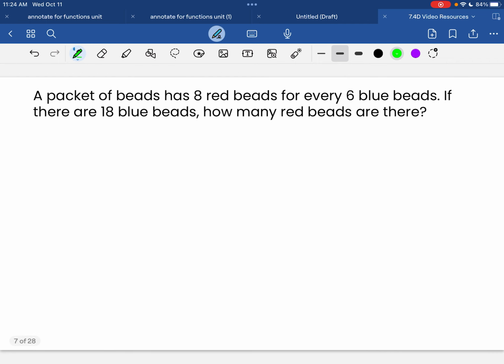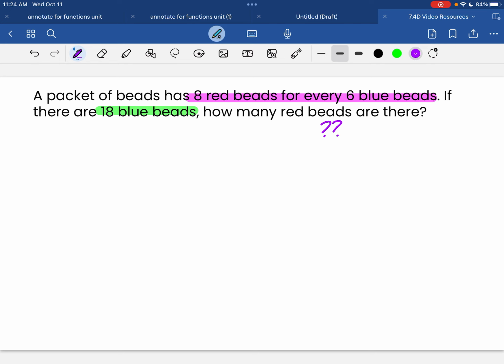The last thing that we're going to take a look at is how to problem solve using ratios. So I have a packet of beads and it has 8 red beads for every 6 blue beads. And I think that's important, so I'm going to highlight that. If there are 18 blue beads, how many red beads are there? So they're giving me that there's 18 blue beads, and I'm looking for how many red beads are. That's what I'm trying to figure out.